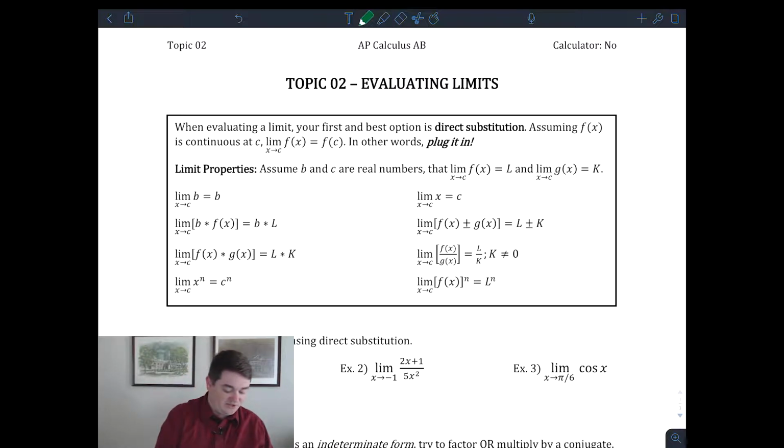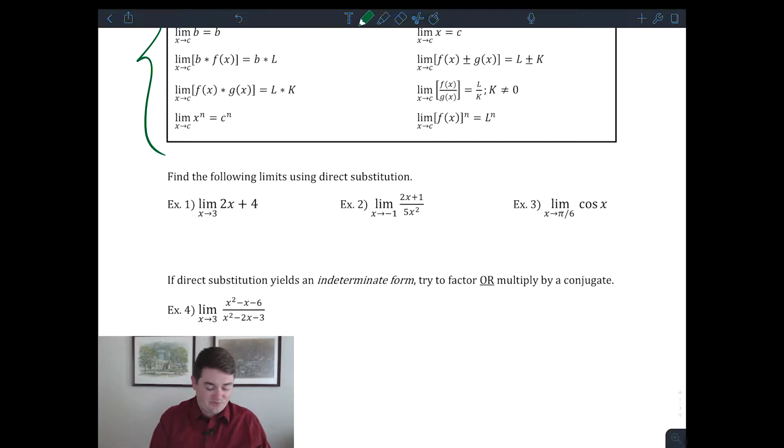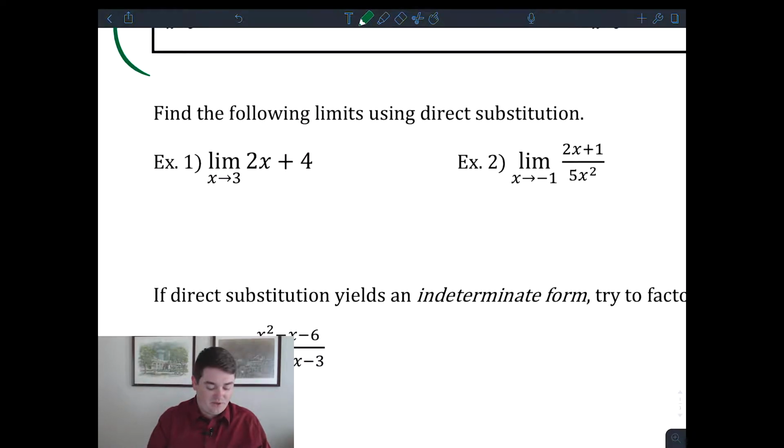Okay, if you look at the top here, you see I've got some limit properties. Take a look at those. I don't want to go over them too much because really it's common sense. This works the way you probably think it should work. So what I want to do is instead get some practice with direct substitution right away.